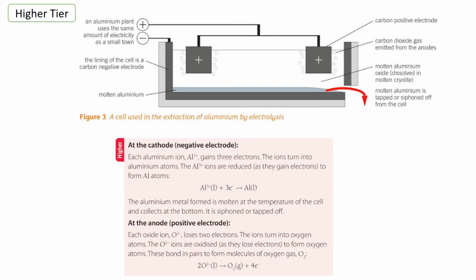At the positive electrode, okay, we've got oxygen being formed, and the ions, again, we've got O2-, which means that we need to lose 4 electrons because there are 2 oxygens. Yeah, because we know that oxygen likes to be in a pair. So we need to lose those electrons.